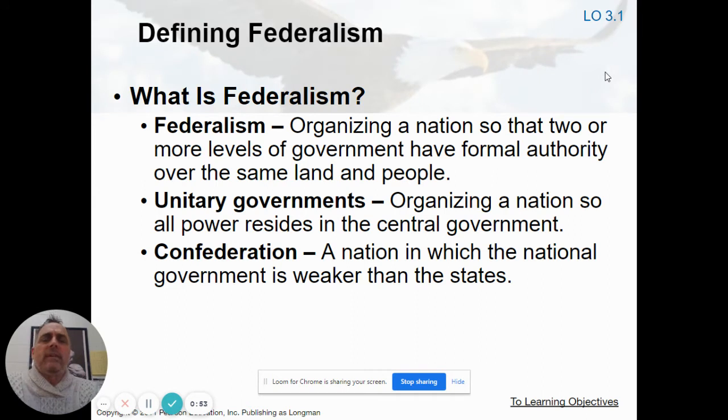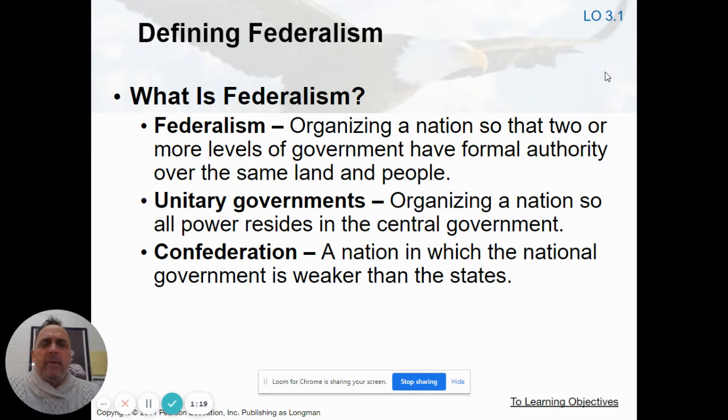Okay. So, what exactly is federalism? Well, like I said, it's an organization where you have multiple levels of government that have authority over the same people, the same area, the same land. So in the United States, we have the United States government, we have the state governments, we have county governments, we have city governments or village or town governments and stuff like that. And all of these different levels basically govern us, okay?